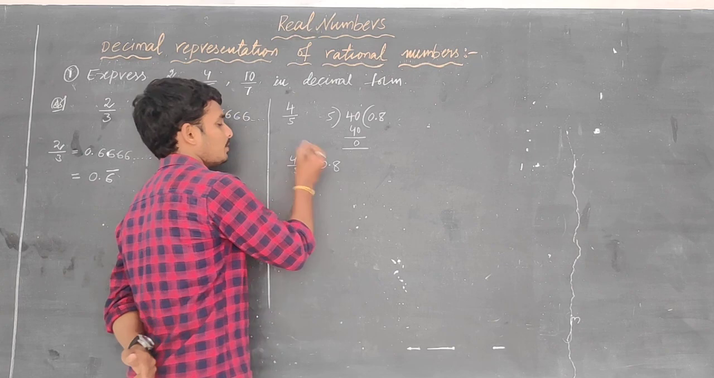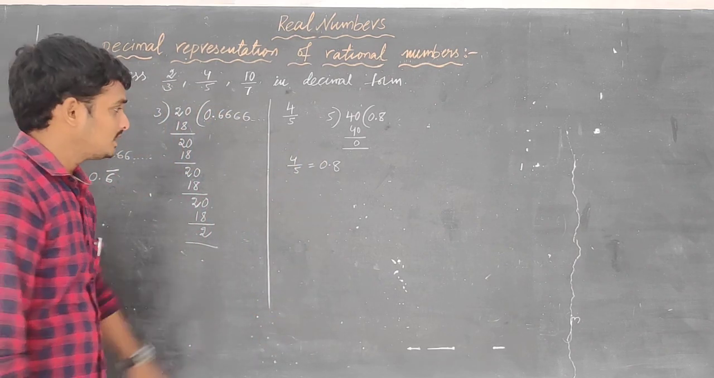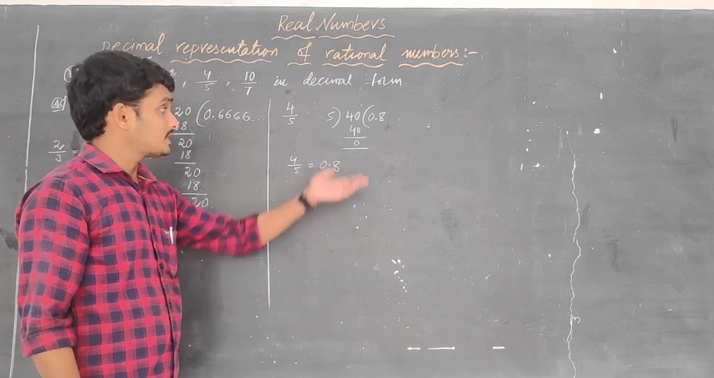If you observe 0.8, which type of decimal is this? Is this a non-terminating recurring decimal? Are there any digits repeating? No.